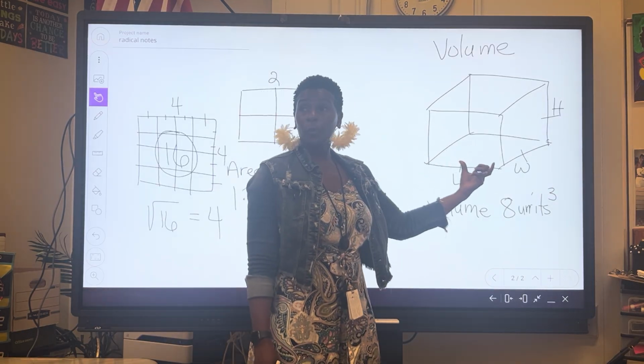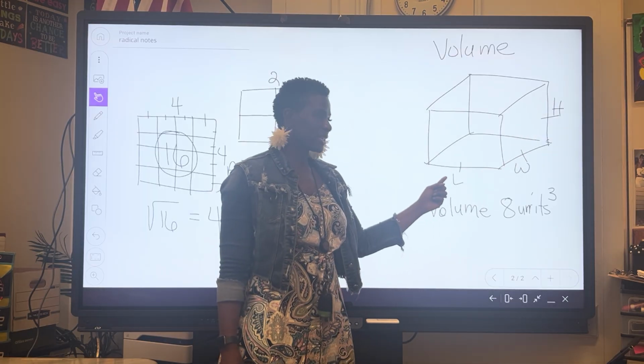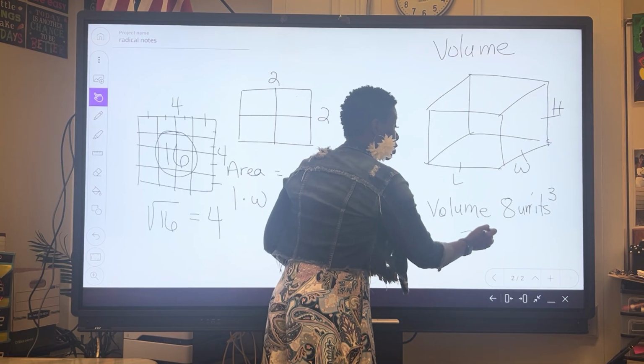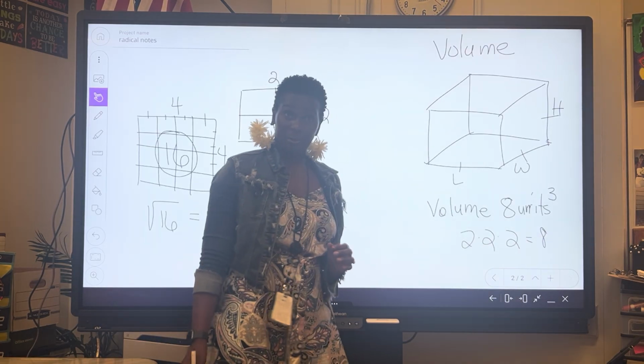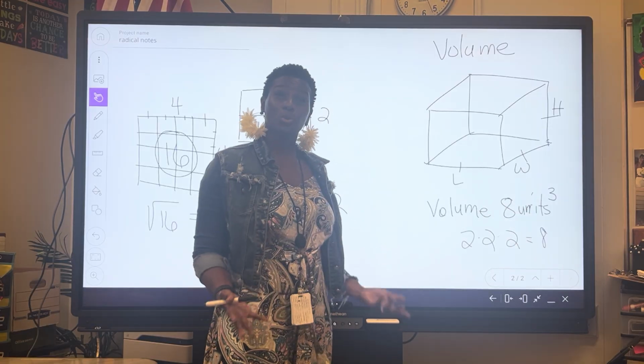So if this is a regular prism, then what would be the measurement of each one of these if they all got to be the same to end up giving me 8? It had to be 2, because 2 times 2 is 4, and 4 times 2 is 8. Does that make sense? Why am I showing you this? Because that's the same thing as cube roots.